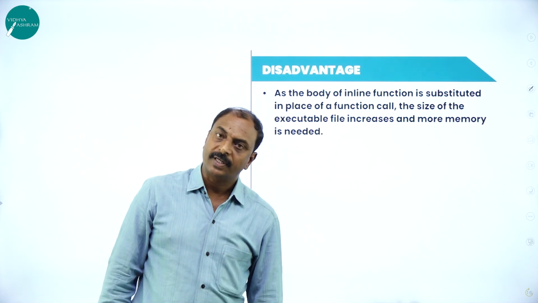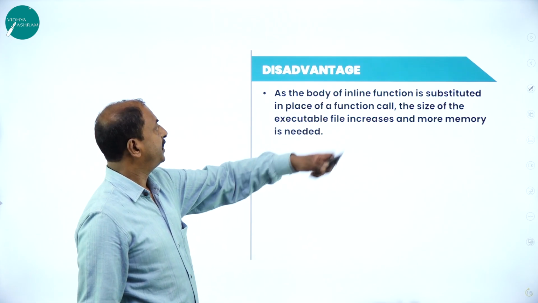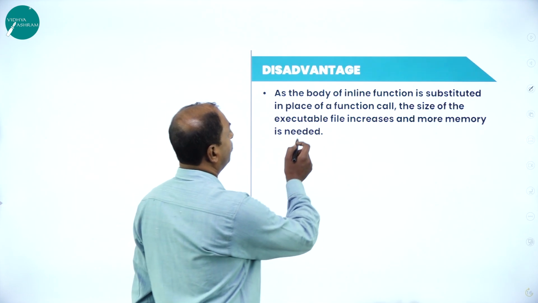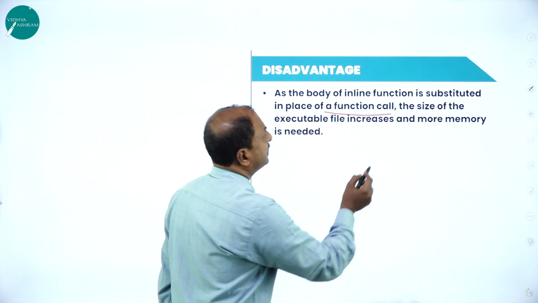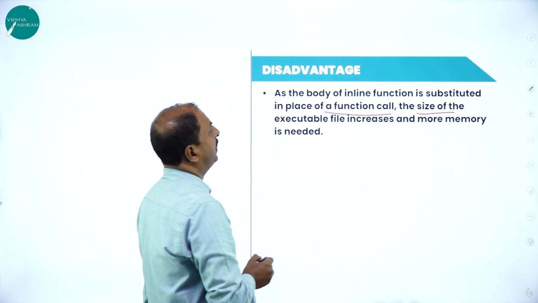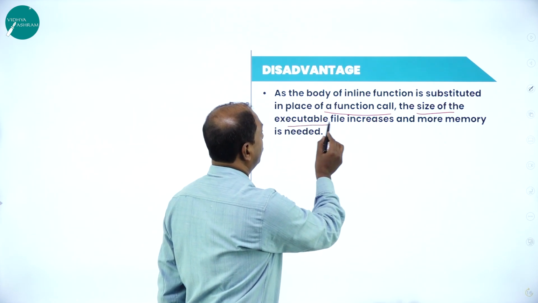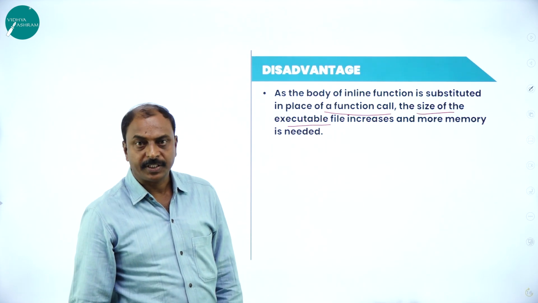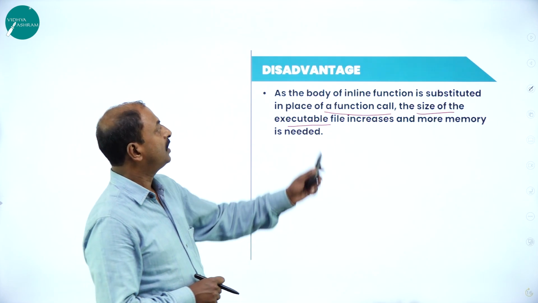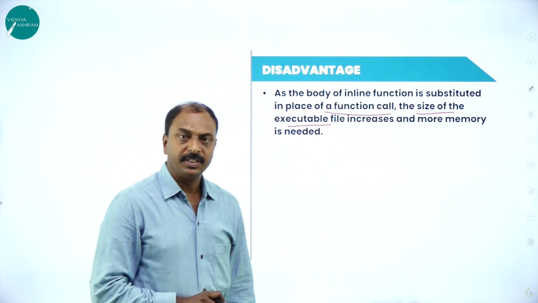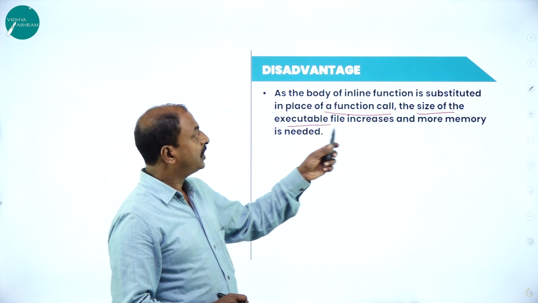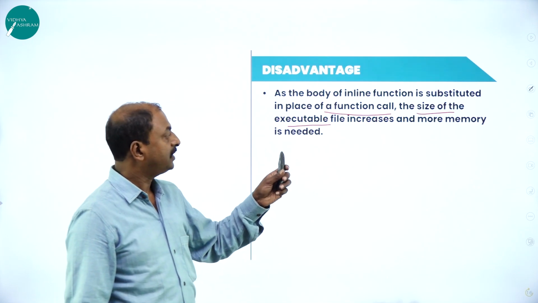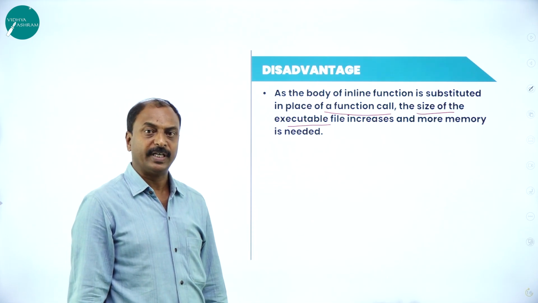Now, what are the drawbacks of this? Here, the disadvantage is that as the body of the inline function is substituted in place of the function call, the size of the exe file, the executable file, increases in the main memory, because an inline function replaces the function call with the body of the function. So for that reason, the size of the exe file increases in computer memory.